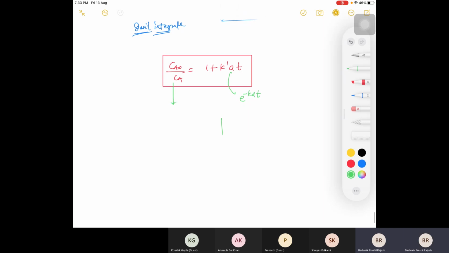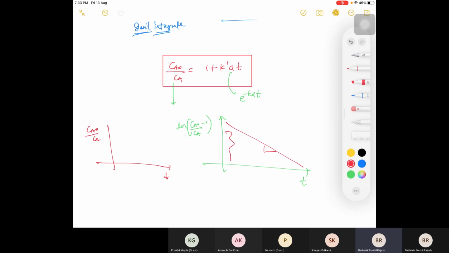Just rearrange, and you draw the graph between ln of Ca naught divided by Ca minus 1 versus t, and you will have some graph with some slope and some intercept, right? You can also draw a graph between Ca naught upon Ca with respect to time. There are multiple options, multiple cases where you can draw this graph.